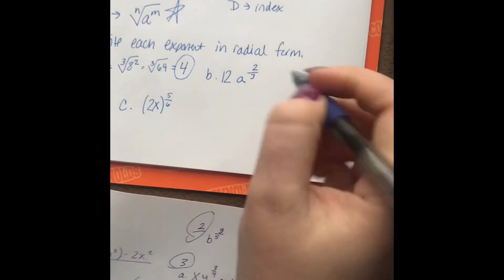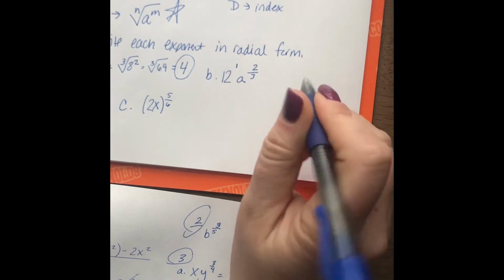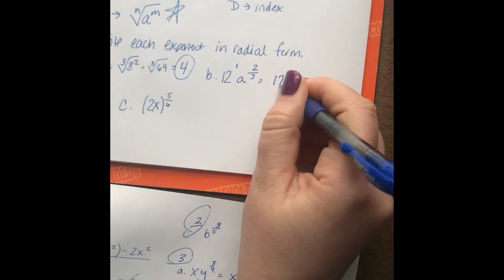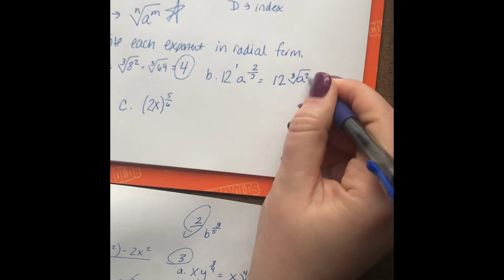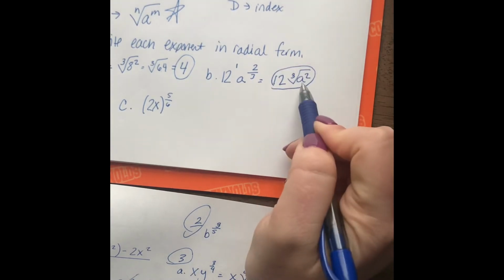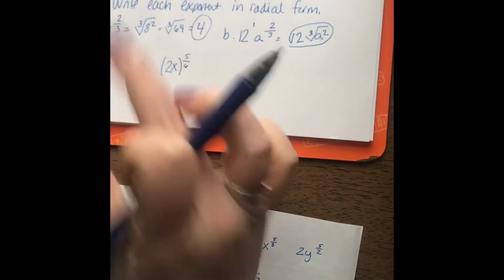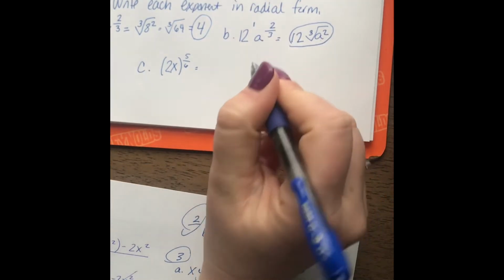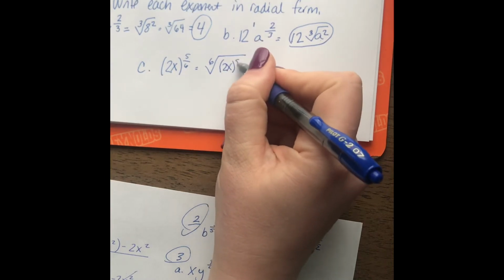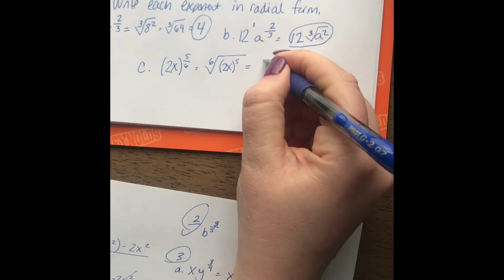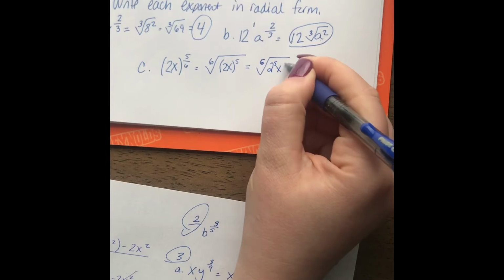This one, 12a to the power of 2/3. This 12 has an exponent of 1, so since it's not a number that has to be written as a fraction, it's going to stay exactly the same. This a is going to turn into the cubed root of a squared. And again, we can't simplify that because we only have two a's and we would need a group of 3. In this case, with the parentheses, both of them are being raised to the power of 5/6. So I'm first going to write it as the 6th root of 2x raised to the power of 5. Then I'm going to distribute this 5 to both of them. So it's the 6th root of 2 to the 5th, x to the 5th.